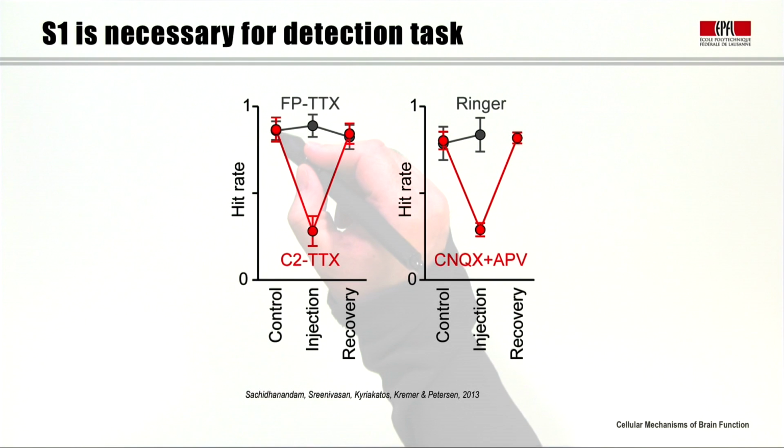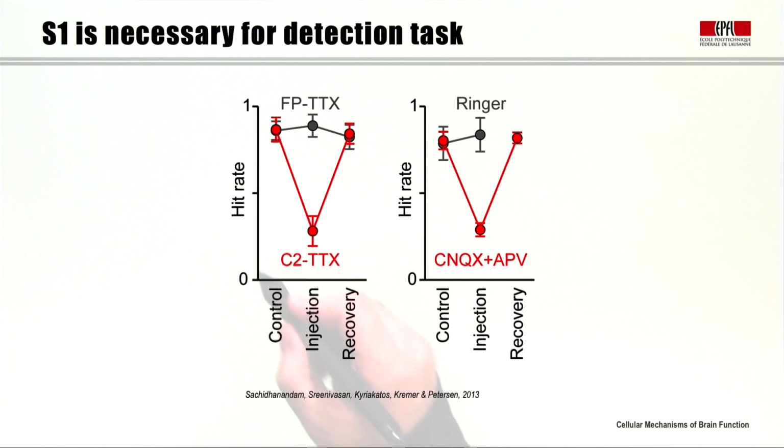So here we have the animal sitting in the behavioral apparatus, it's performing the task, it's picking up something like 80% of the stimuli and licking in response to them, and at some time we inject tetrodotoxin into the C2 barrel column of the mouse barrel cortex. And that causes a dramatic and rapid decrement in behavioral performance. TTX is a blocker of voltage-gated sodium channels. It prevents action potential firing. And so here we've blocked action potential firing in the primary somatosensory cortex, and that's caused a deficit in behavior. So apparently action potential firing in the C2 barrel column is essential in order to perform this task.